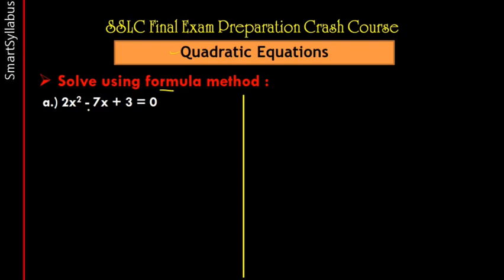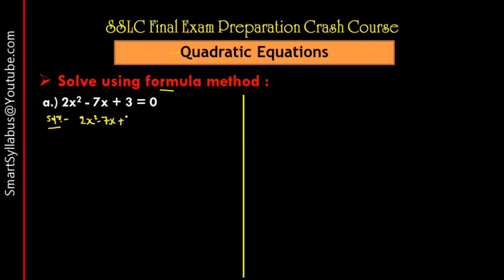Okay, let's solve this sum now. First, the solution part. Students, first write down the given equation. It's 2x square minus 7x plus 3 equal to 0.